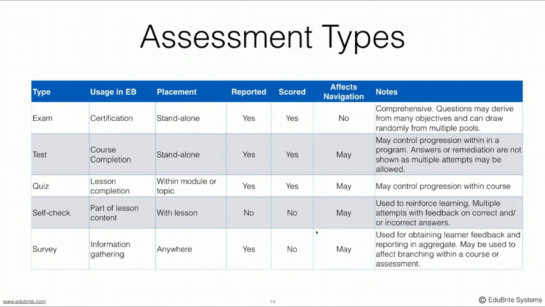A test might be at the course level, as we mentioned. It again is reported and scored. It might affect navigation if it's part of a larger program and you have to complete that course before moving forward into the next course within it. Answers and remediation are not shown in either of these two, as multiple attempts may be allowed, and we don't necessarily want them to be shown the right answer or remediate why their choice was not the correct answer.